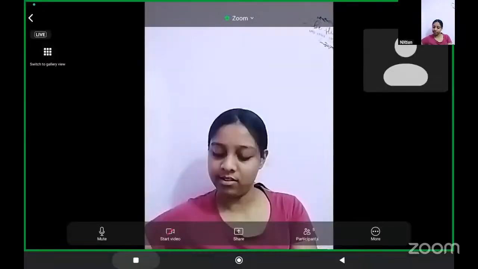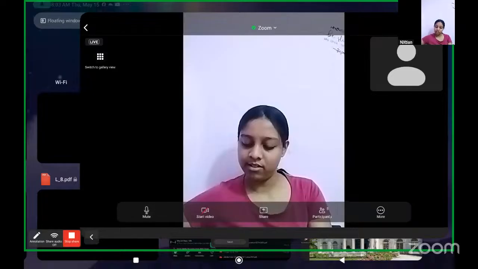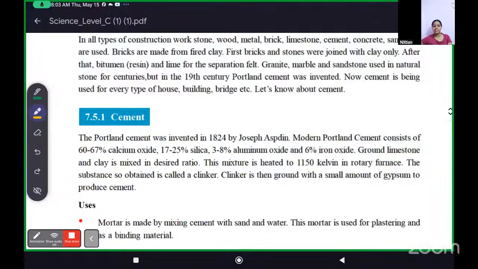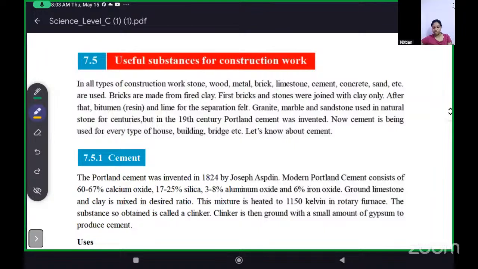After cement was invented, we used cement. Yes, Abraham. Ma'am, do you know the cement the Romans used? Romans found out that by adding volcanic ash and silica, you can make the cement stronger.